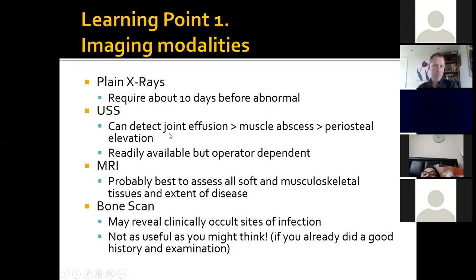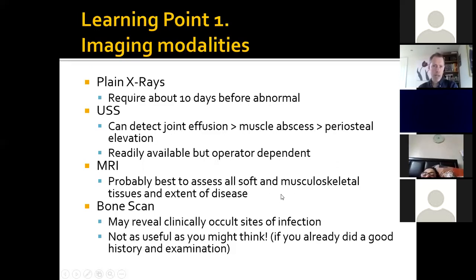Ultrasound can be very useful for detecting joint effusion. You can also see muscle abscesses, but deep ones can be very difficult to pick up. And a skilled radiologist can pick up periosteal elevation, which may be a very important clue in a very sick patient where you're not sure where the focus is. It's readily available, but it's very operator dependent.